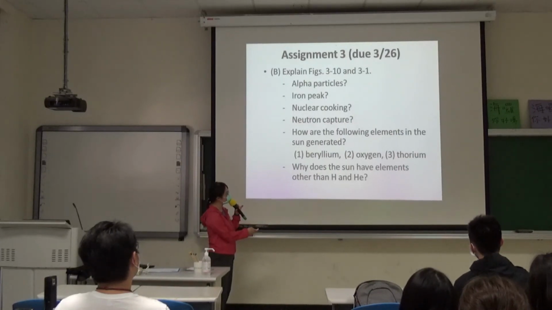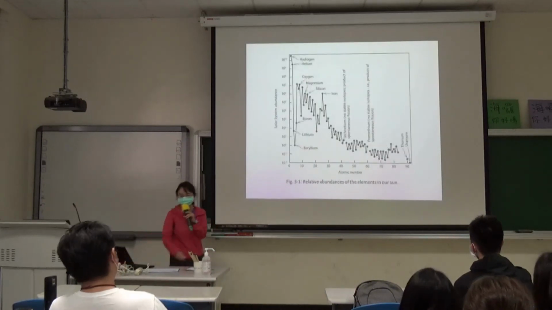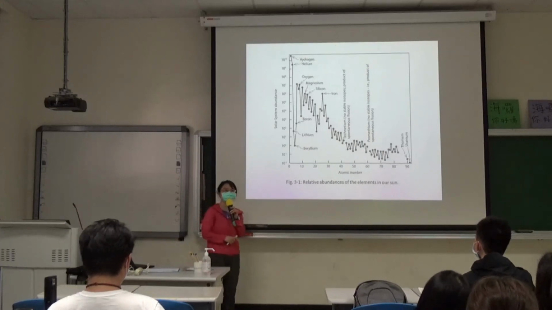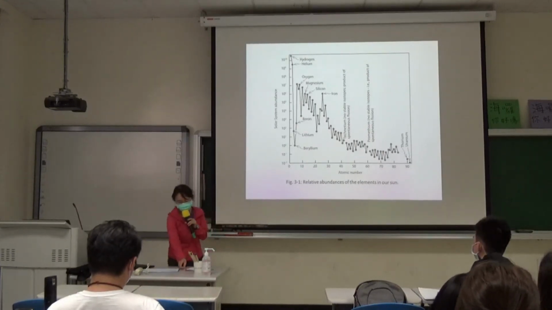Why does the sun have elements other than hydrogen and helium? Many people say there are only hydrogen and helium in the sun. However, you see, this is not true. There are many other elements. Why? Alright, see you next week.